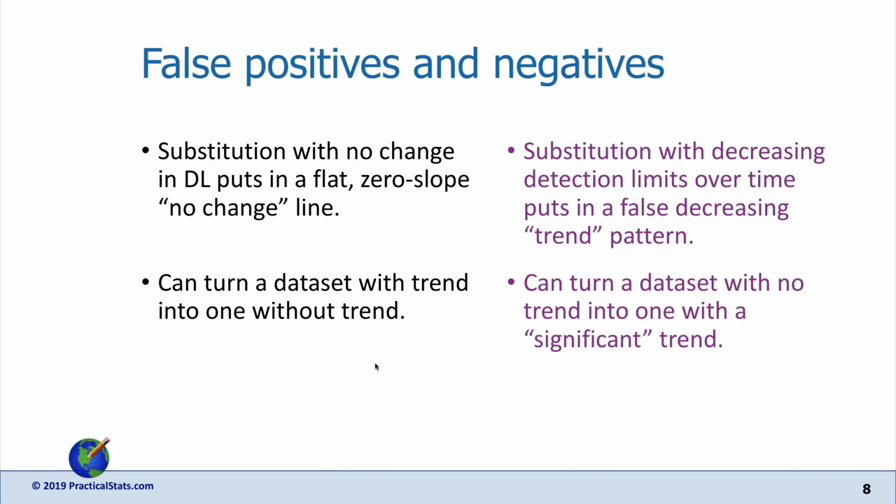And this is just a summary slide that says that you can turn a data set with trend into one without by substitution. You can turn a data set with no trend into one that has a, quote, significant trend with substitution. So that's why it doesn't work. That's why you need to do something better.